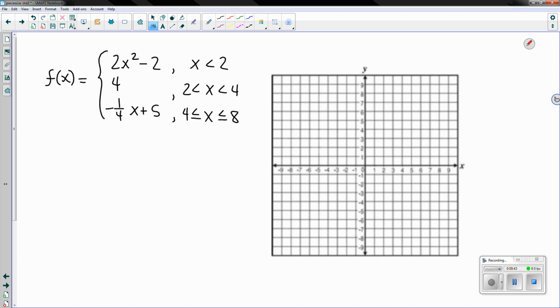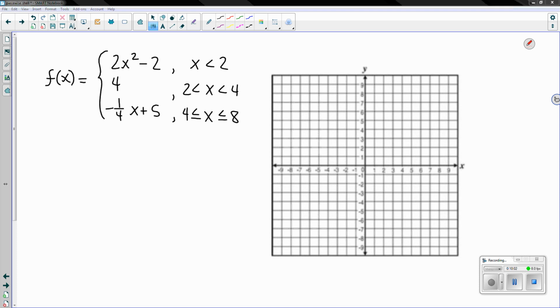So when x is less than 2, I'm graphing the first one. When it's between 2 and 4, I'm graphing the second one. And between 4 and 8, I'm graphing the third one. So a very helpful first step when graphing piecewise functions is to break up the coordinate plane into sections so you know where you're graphing each rule.